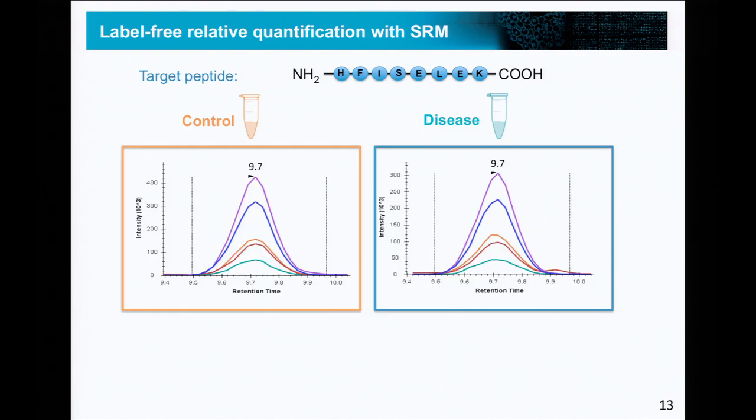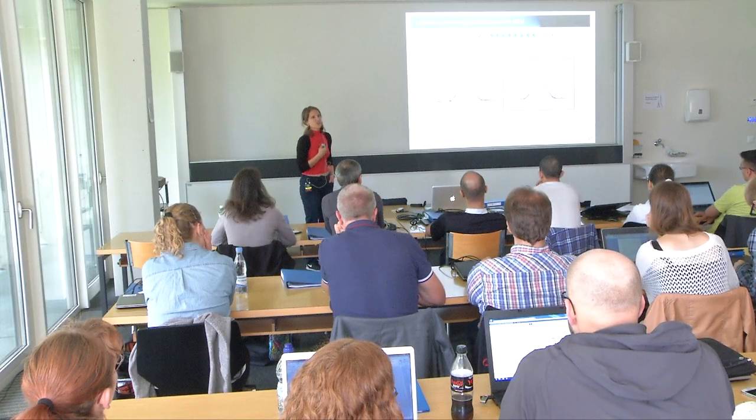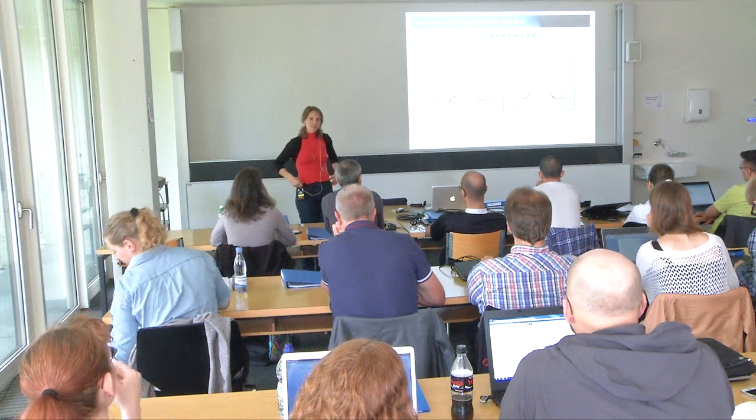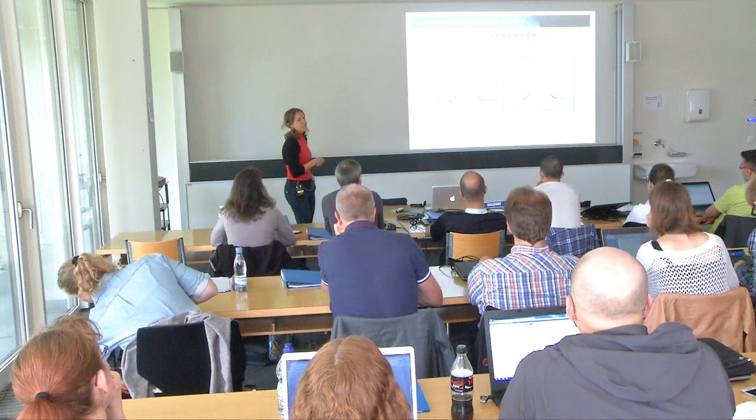And then this is the result. So I have measured now this peptide with these 5 transitions in a control and in a disease sample. What do I do next for label-free relative quantification? What do I do with this now? Yeah? Mm-hmm. Exactly. I have many peak areas.